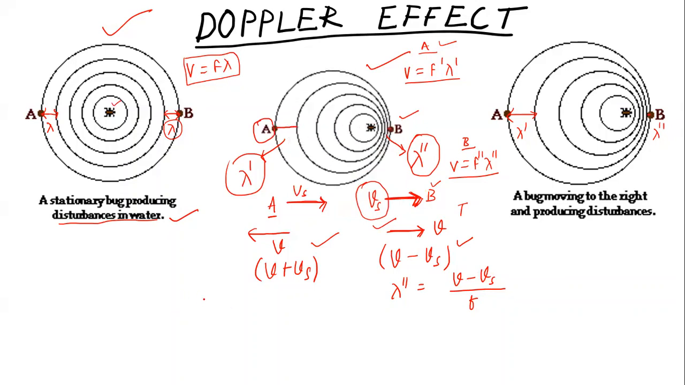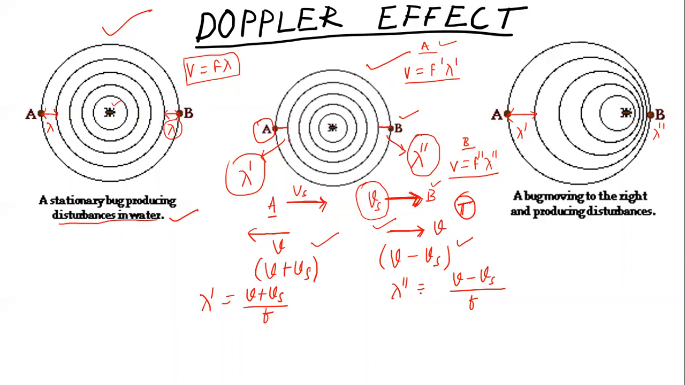The same way you can write here lambda dash is equal to V plus Vs into T, that is 1 by F, right? So that is frequency for the same time T. So once you got this value, lambda dash is equal to V plus Vs divided by F, and lambda double dash is equal to this, then you can write in terms of the original frequency.